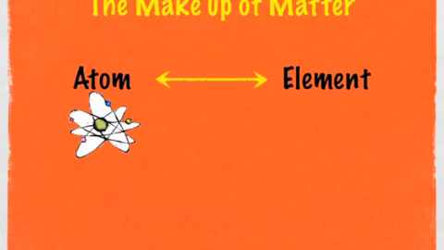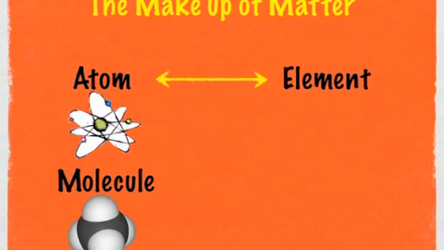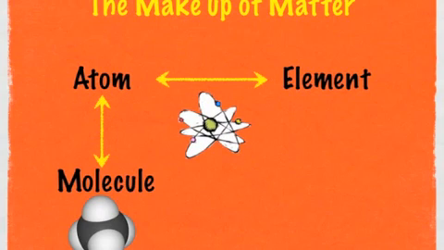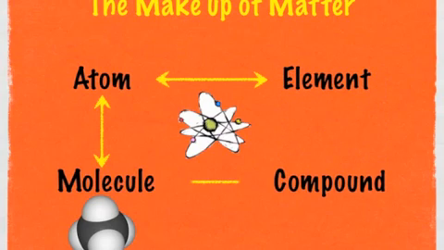Another very important part of understanding the makeup of matter is to understand what a molecule is. So what is a molecule, and how is an atom and a molecule related? A fourth term or concept is compound. So another purpose to this is for you to understand the relationship between a molecule and a compound, and obviously the relationship between an element and a compound.